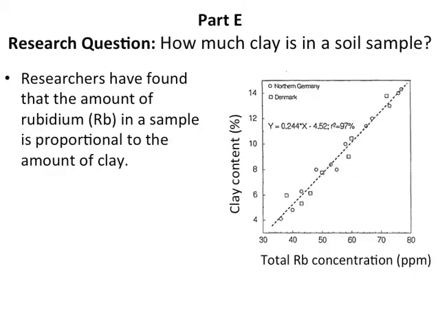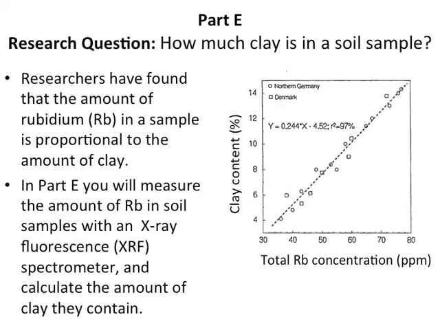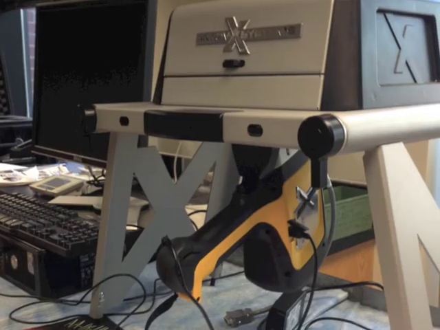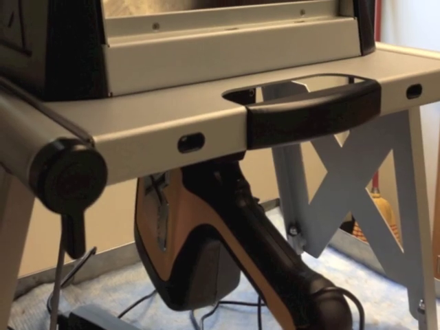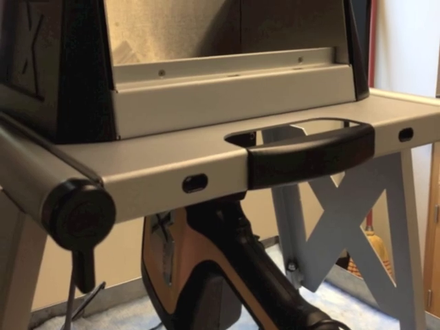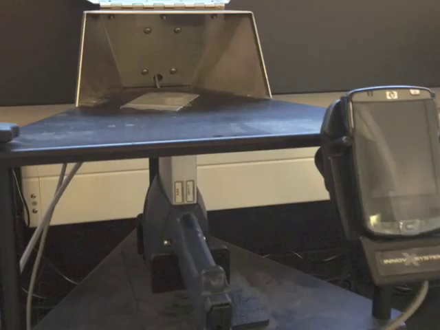It turns out that the amount of rubidium in a sample is proportional to the amount of clay there as well. In Part E, you will measure the amount of rubidium in soil samples with an X-ray fluorescence spectrometer and use this information to calculate the amount of clay the samples contain. The XRF spectrometer is a remarkable instrument that rapidly determines the elemental composition of a sample. Your teaching assistant will assist you when using the instrument.